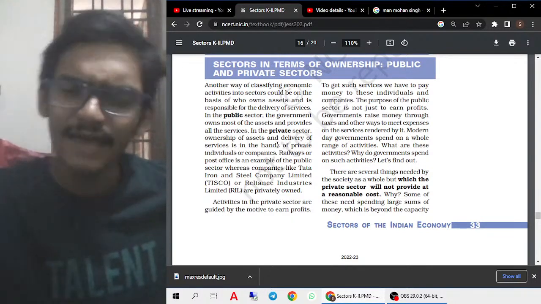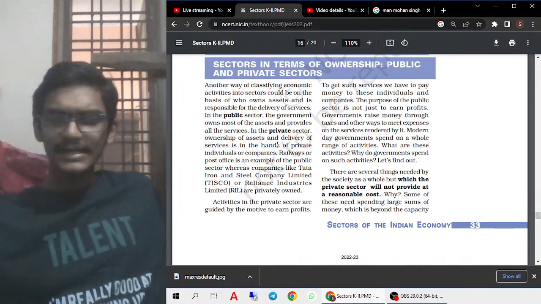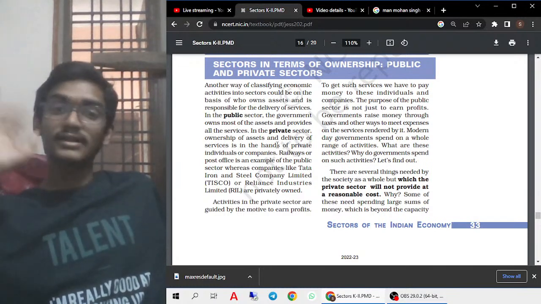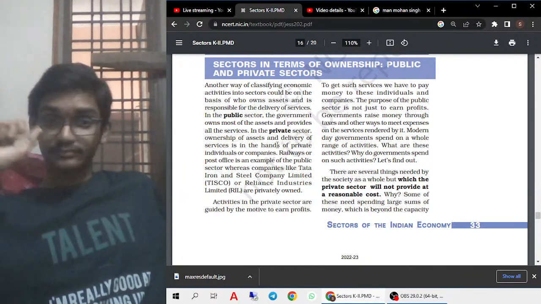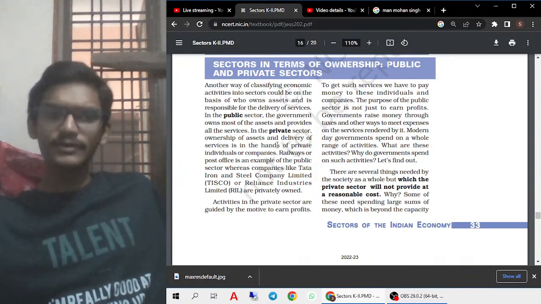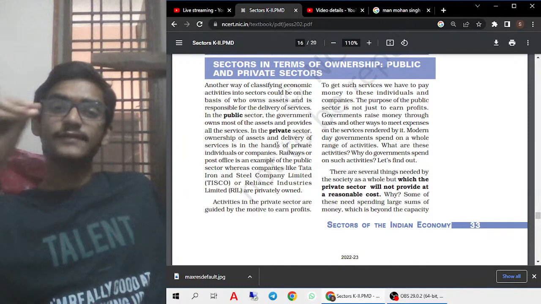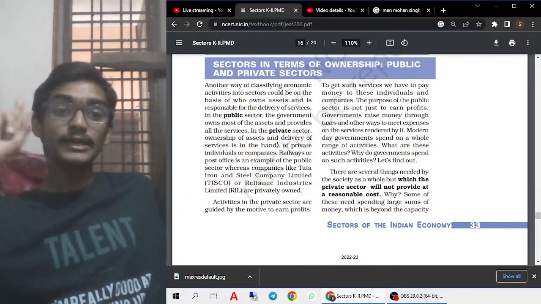In the public sector, everything is under the control of the government: assets, money, everything. Whereas in the private sector, everything is not under the control of the government. It is under the control of one or two individuals or a group of individuals. The main aim of the public sector is the welfare of the people, whereas the main aim of the private sector is to get profits.